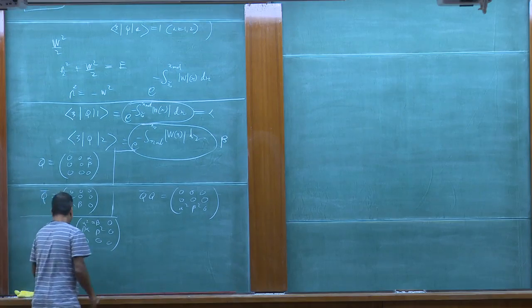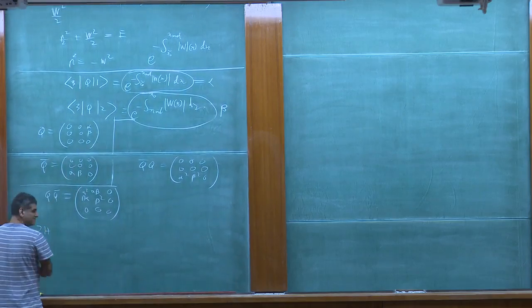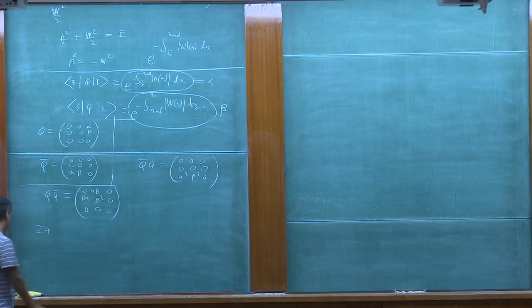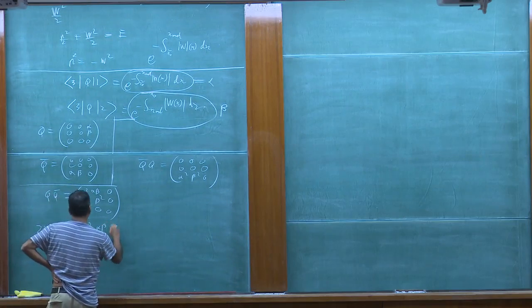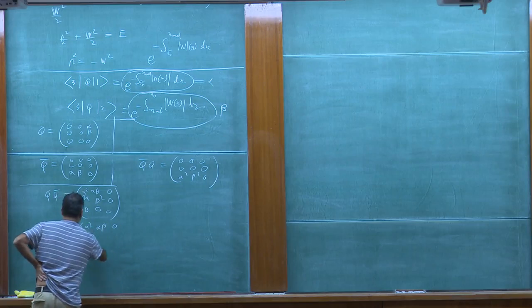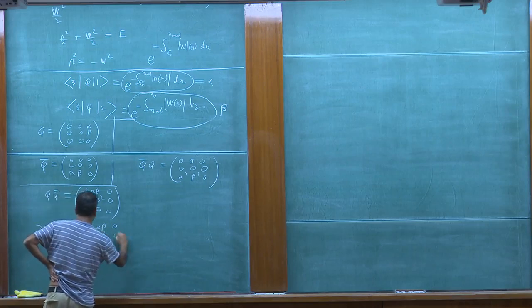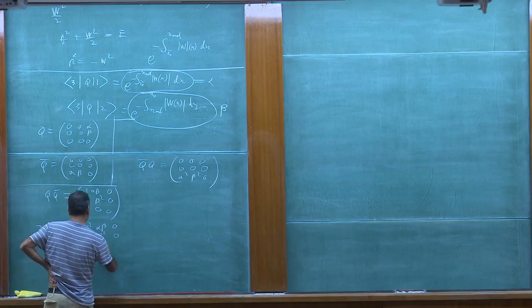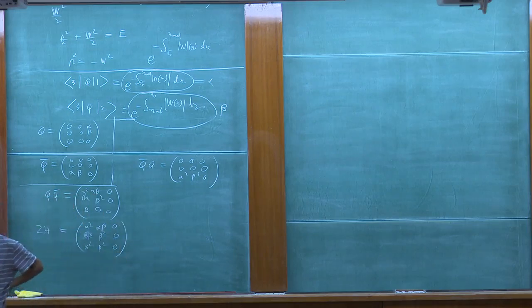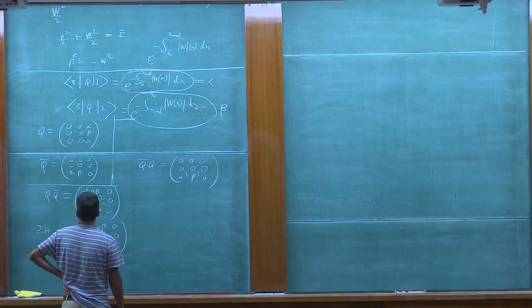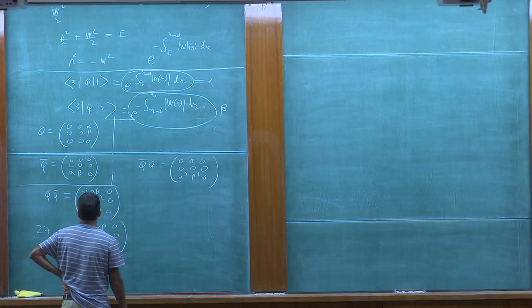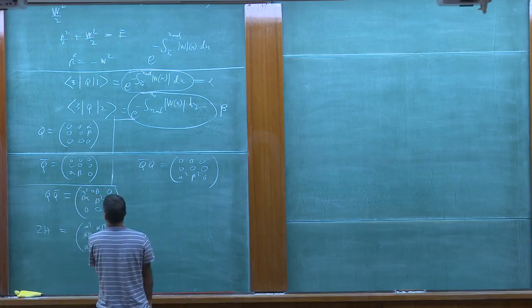Therefore, when we add up Q bar, 2H is the sum of these two. That's alpha squared, alpha beta, 0, beta alpha, beta squared, 0, 0, 0, alpha squared plus beta squared. The bottom right term should be alpha squared, and the bottom left term should be alpha squared plus beta squared. I did it wrong, let me check that.